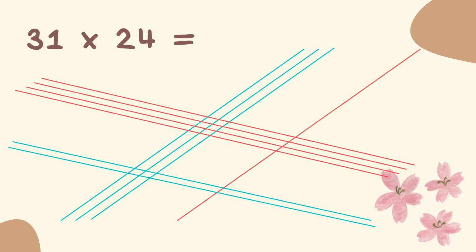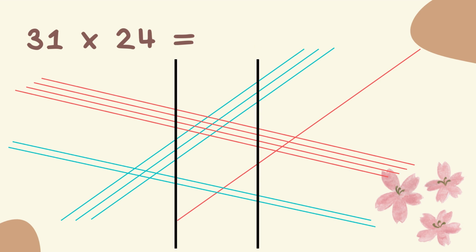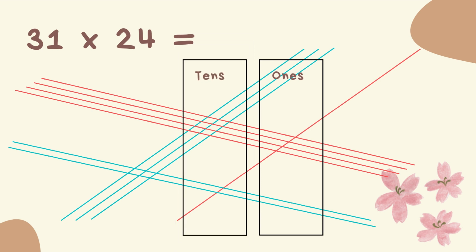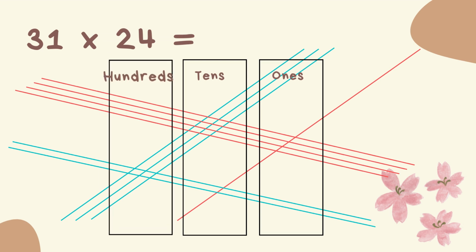Look carefully at this drawing. How many sections do you see? I can see 3 different sections here. You can use the lines or boxes to separate these sections and make it easier for you. I prefer to draw a box. The first section or box is where our ones will go. Next, we will draw a box for the middle section, the tens box. Finally, we will draw the last box for our third section, which is our hundreds.